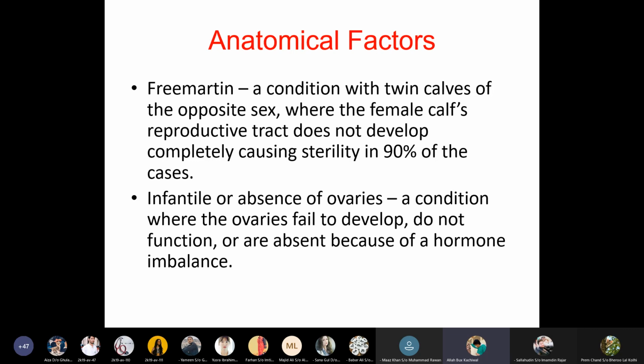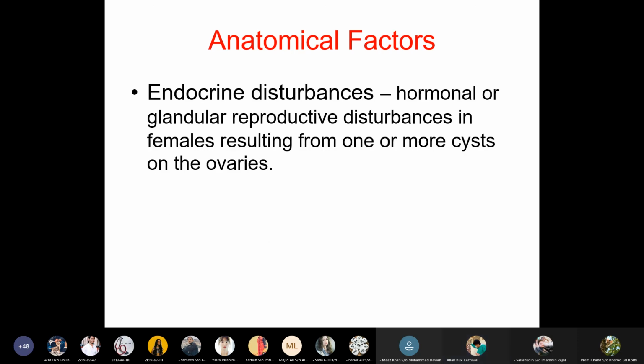Infantile, or absence of ovaries, a condition where the ovaries fail to develop, do not function, or are absent because of a hormone imbalance. The anatomical factors like endocrine disturbances, hormonal or glandular reproductive disturbances in females resulting from one or more cycles on the ovaries.